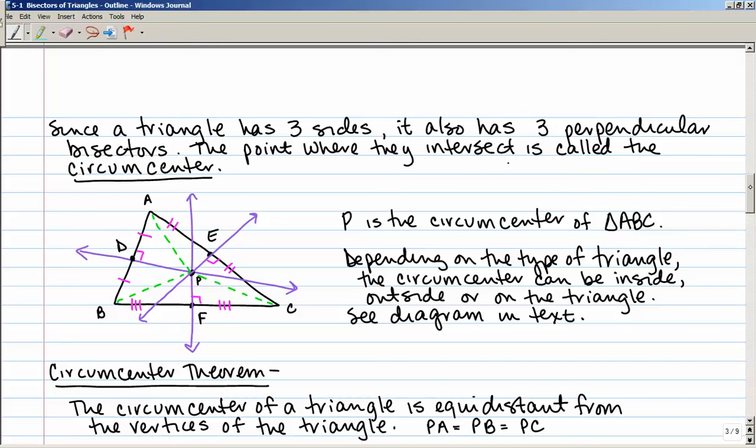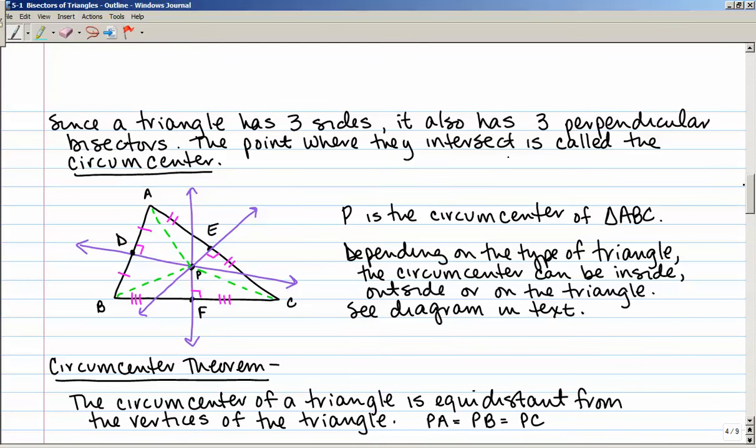Since all triangles have three sides, they also have three perpendicular bisectors. The point where they intersect is called the circumcenter. So looking at this diagram right here, the purple lines are the three perpendicular bisectors. So each of those lines is perpendicular to a side and it bisects the side. And you can see that that's denoted by all the little pink marks on here. So the point where those three perpendicular bisectors intersect is point P right here, and that's called the circumcenter.